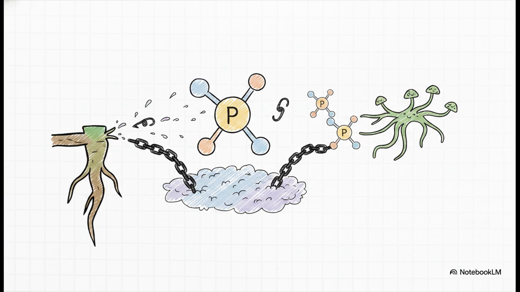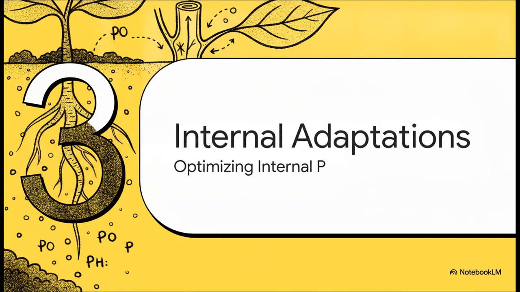And on top of this, plants also send out chemical signals to team up with beneficial soil microbes, like arbuscular mycorrhizal fungi. They're essentially hiring microscopic fungal mercenaries to help them gather phosphorus when times get really tough. How cool is that?